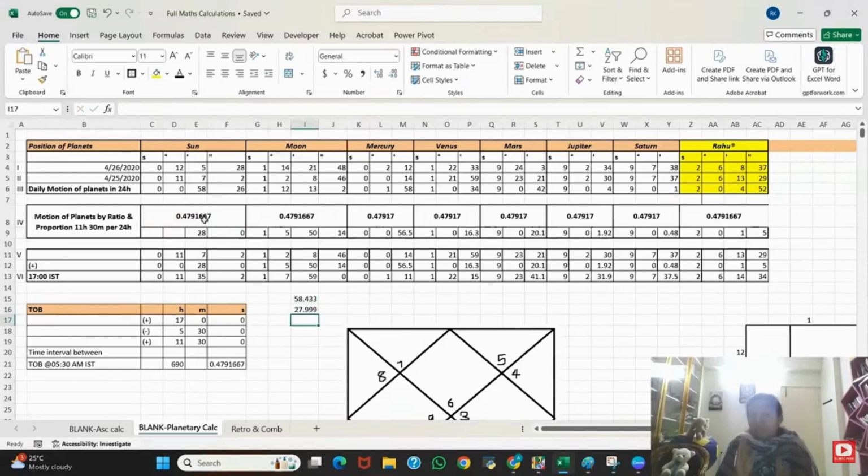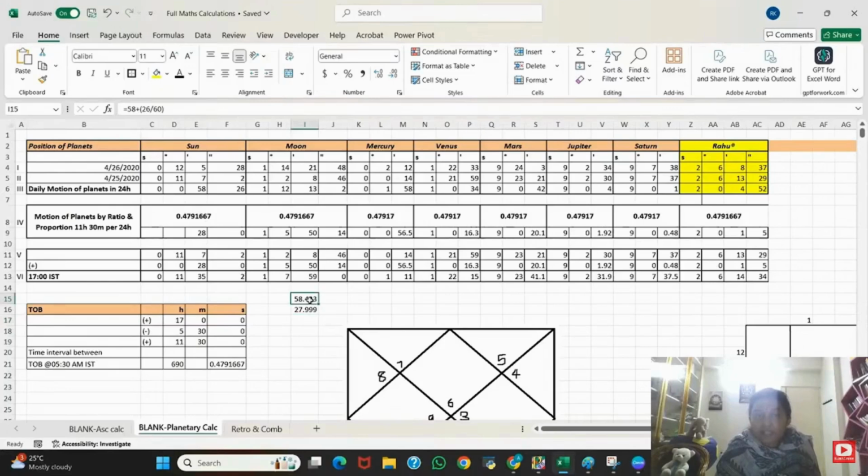If you generally look also, for 24 hours, if it is traveling 58 minutes, then for 11 hours 30 minutes we need almost half of it. So the ratio 0.479166 also looks ideal. Like this also we can verify it actually. We may not always have to do it in a mathematical way; like this we can verify also.